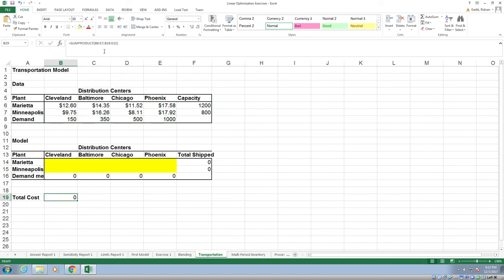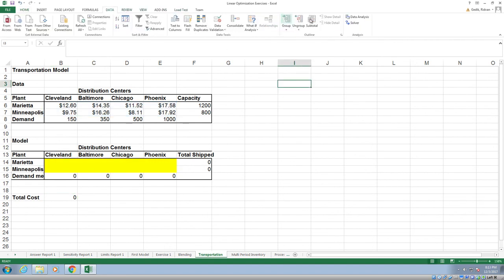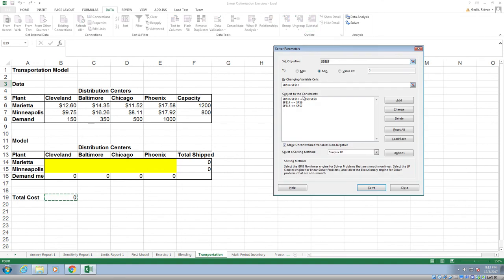The total cost, on the other hand, is going to be the sum product of these cost cells with these decision variables. If you go to Data, Solver, I already added these constraints in. The objective function is to minimize this cost right there, B19, by changing these cells, the decision variable cells. My constraints are B16, E16, right there. The demand values for each distribution center must be equal to whatever I specify here.